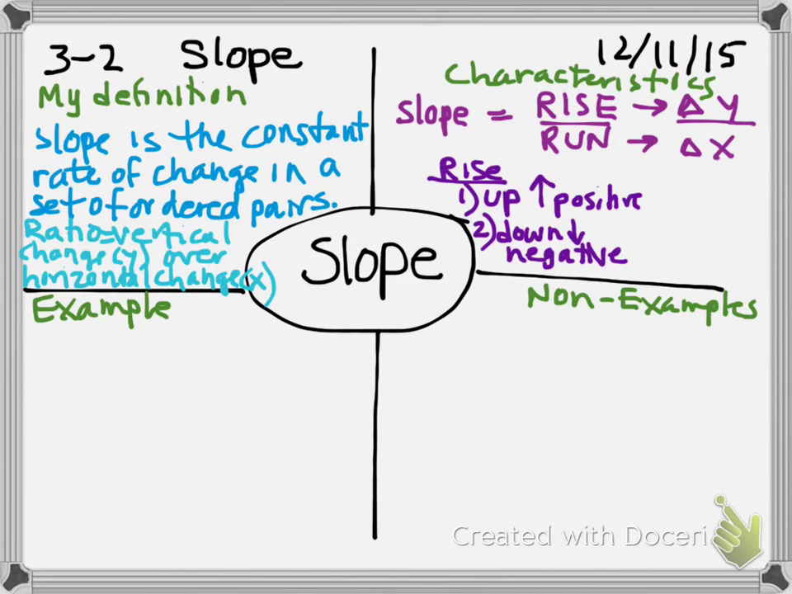And then we have run. We can run right, which is positive. We kind of had this notion of direction and signs when we were dealing with our ordered pairs and the quadrants that they were in. And then you can also run left, which is a negative.